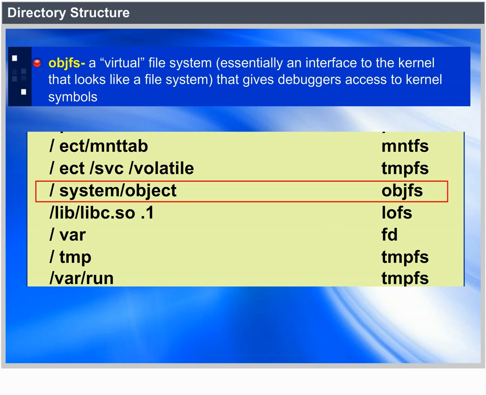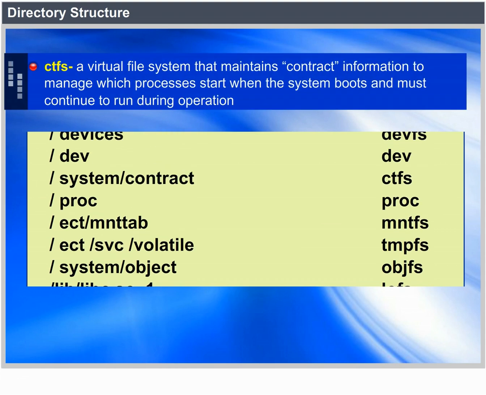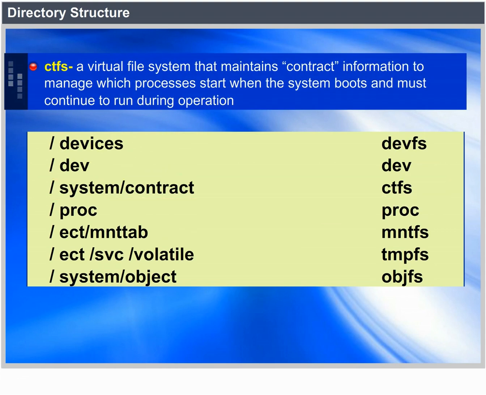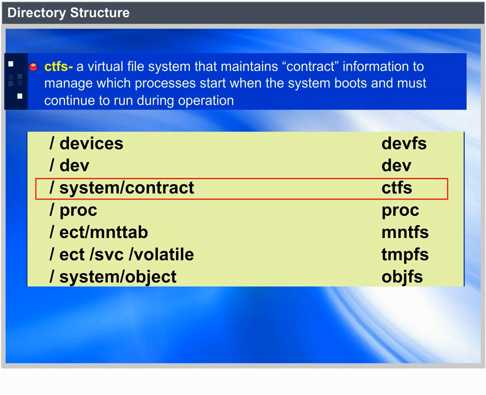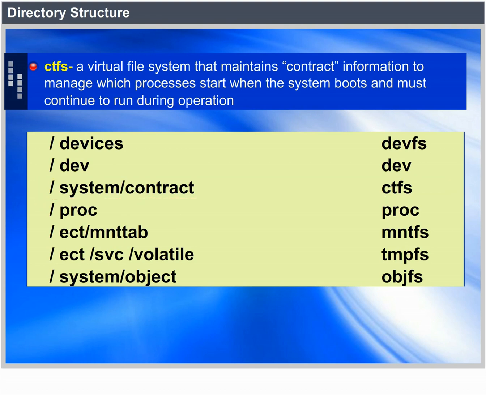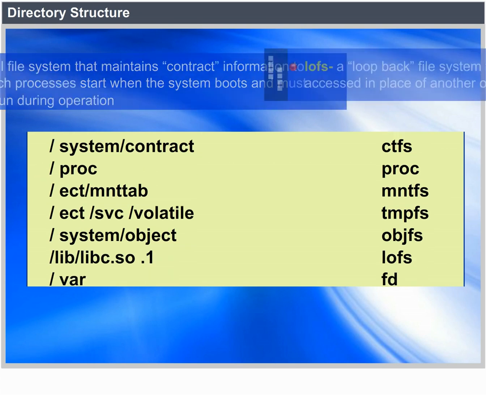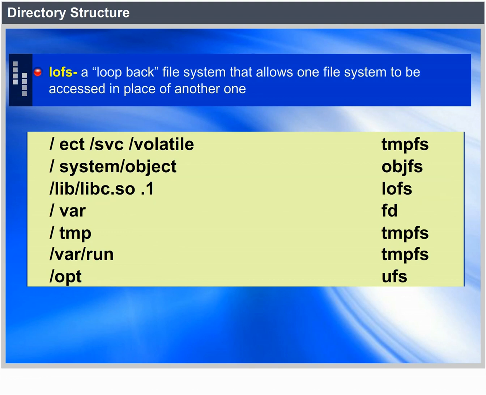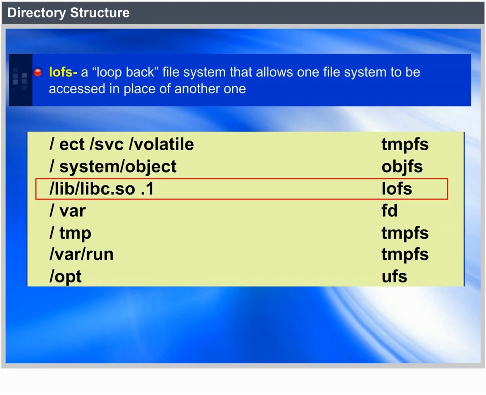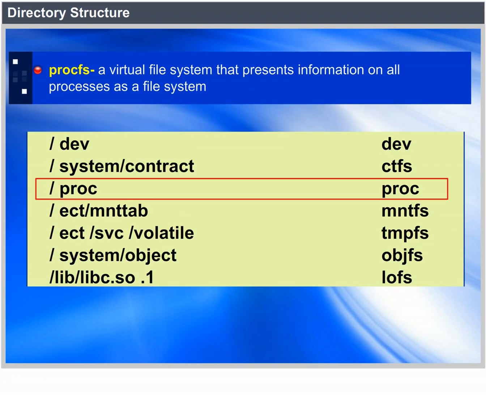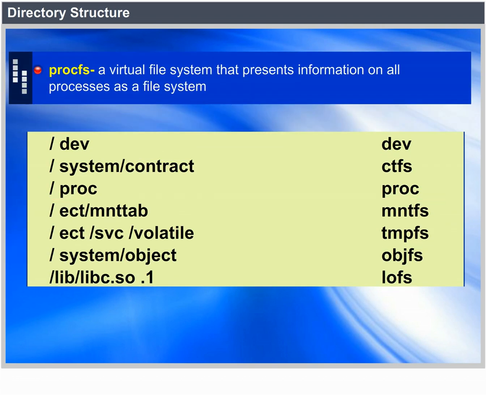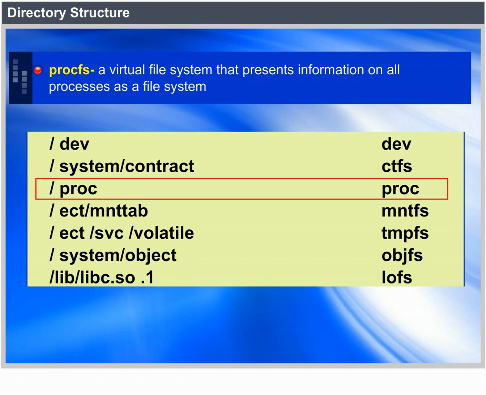CTFS, a virtual file system that maintains contract information to manage which processes start when the system boots and must continue to run during operation. LOFS, a loop-back file system that allows one file system to be accessed in place of another one. PROCFS, a virtual file system that presents information on all processes as a file system. UFS, ZFS, general-purpose file systems.